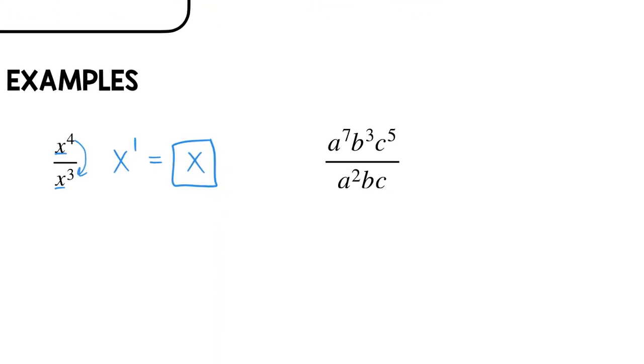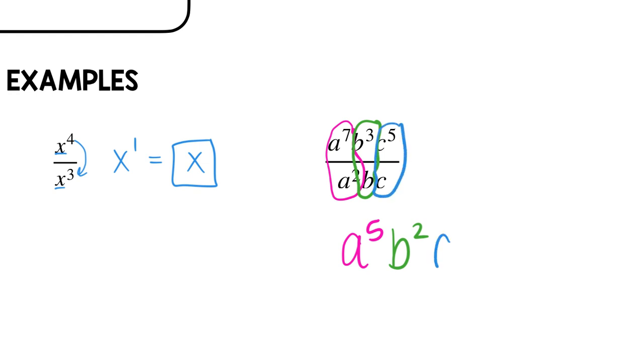All right, last example here. We have multiple letters. You're just going to subtract the ones that go together. So 7 minus 2, that's 5. So a would be to the 5th power. 3 minus 1, that's 2. And then 5 minus 1 is 4. So that whole answer would look like this: a to the 5th, b squared, c to the 4th.